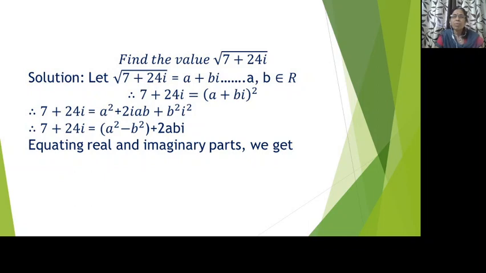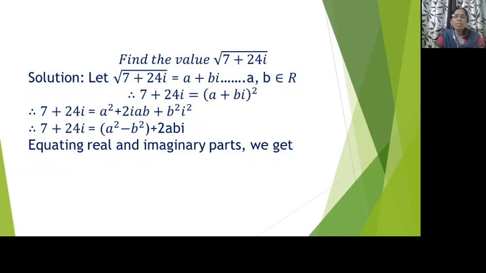We know that the value of i square is always minus 1. So put this value of i square. Therefore, we get 7 plus 24i is equal to a square minus b square plus 2abi. Here we separate the imaginary part and the real part. We write a square minus b square as the real part, and the term containing i is known as the imaginary part. It is 2abi.